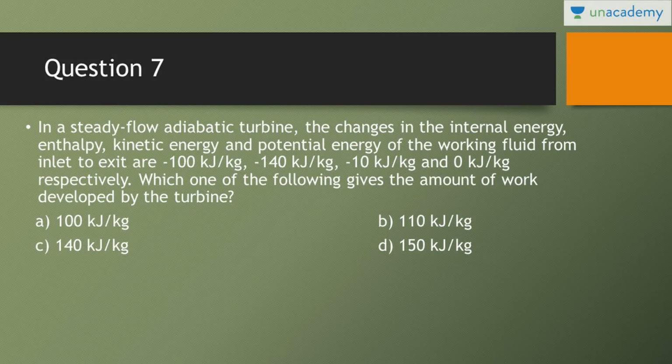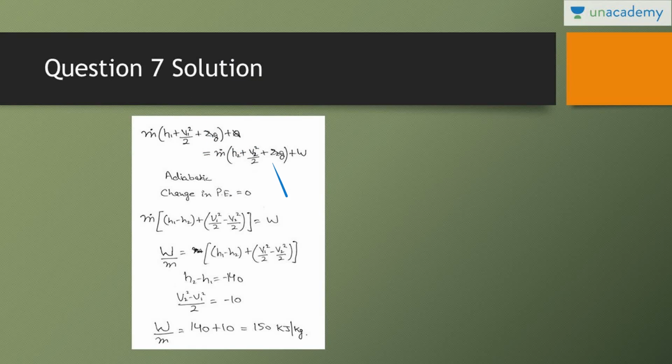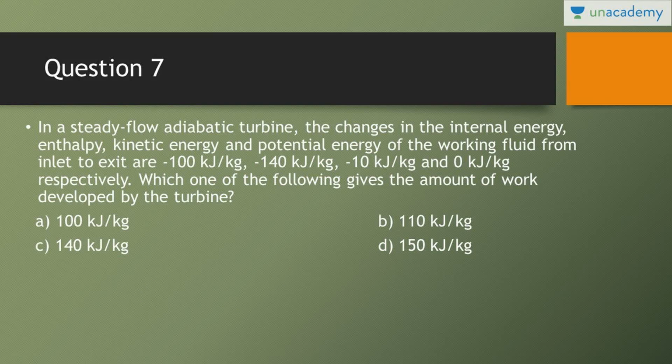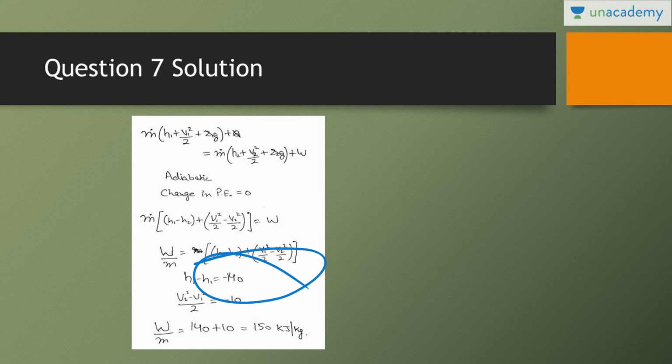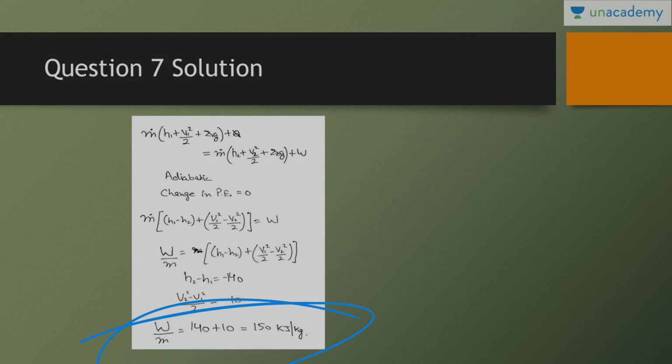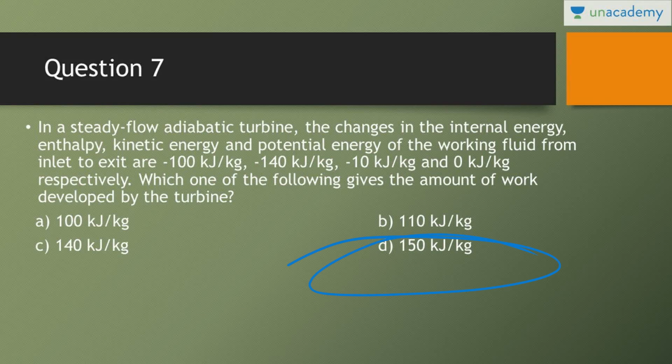Neglect heat. Steady flow adiabatic is given, neglect Q. Neglect potential energy, so potential energy is 0. So it is mass flow rate into (H1 minus H2 plus V1 square by 2 minus V2 square by 2) is equal to W. We have to find the W, which is difference in enthalpy, H1 minus H2 plus V1 square by 2 minus V2 square by 2. H1 minus H2 is minus 140, so you will write minus 140, and change in kinetic energy is minus 10. So W is equal to 150 kilojoule per kg. You have to keep this in your mind. This is the answer D, 150 kilojoule per kg.